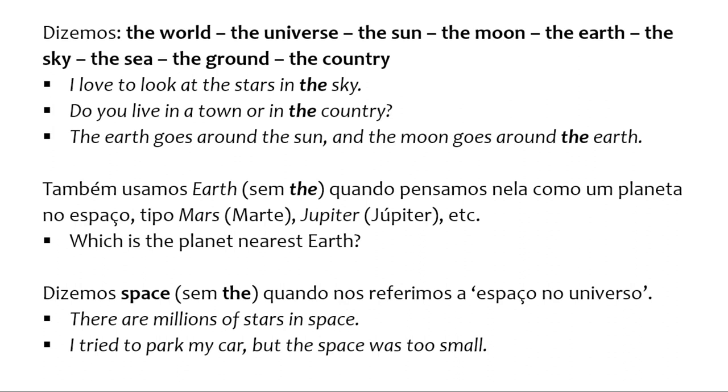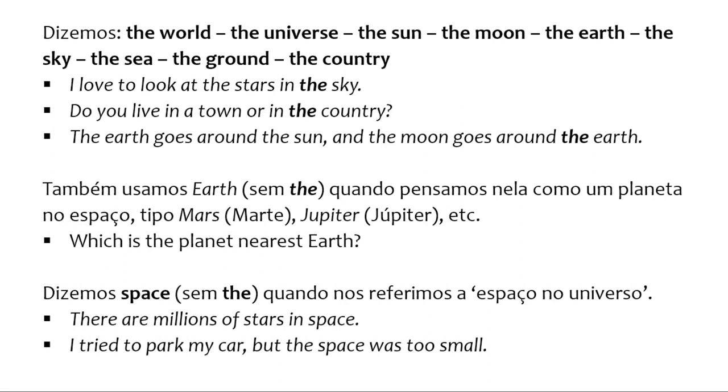The Earth goes around the sun and the moon goes around the Earth. The Earth goes around the sun. A Terra circula o Sol, vai ao redor do Sol. And the moon goes around the Earth. E a Lua circula, vai ao redor da Terra. Nós também usamos Earth com letra maiúscula, sem o the, quando pensamos nela como um planeta no espaço, tipo Mars, que é Marte, Jupiter, que é Júpiter, etc. Which is the planet nearest Earth? Qual que é o planeta mais perto da Terra? Então a gente classificando Earth junto com os outros planetas, não usamos the.